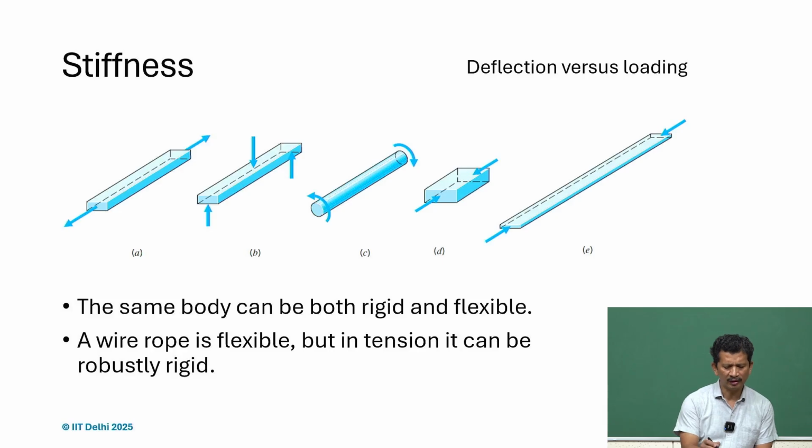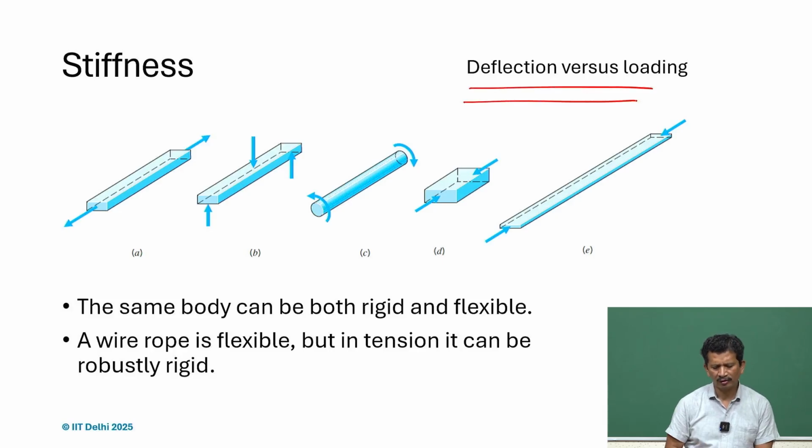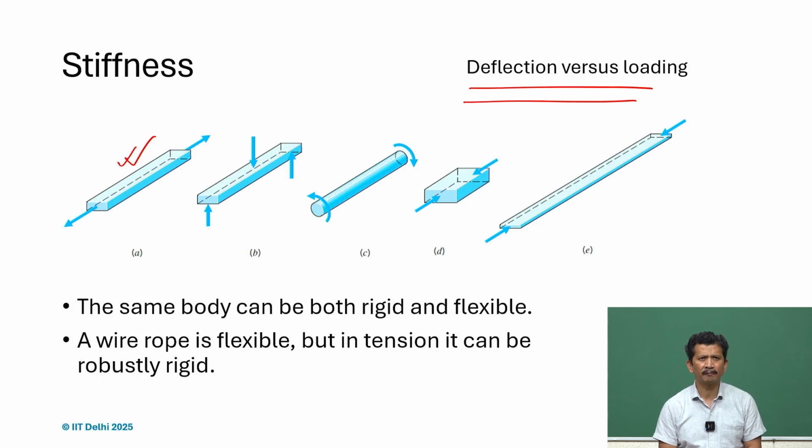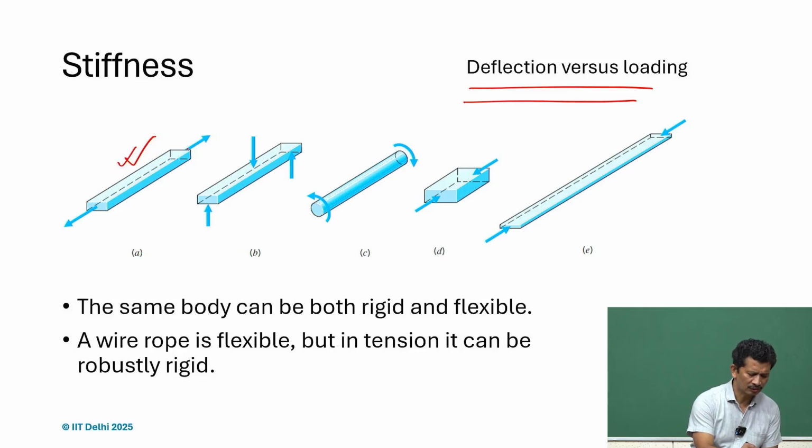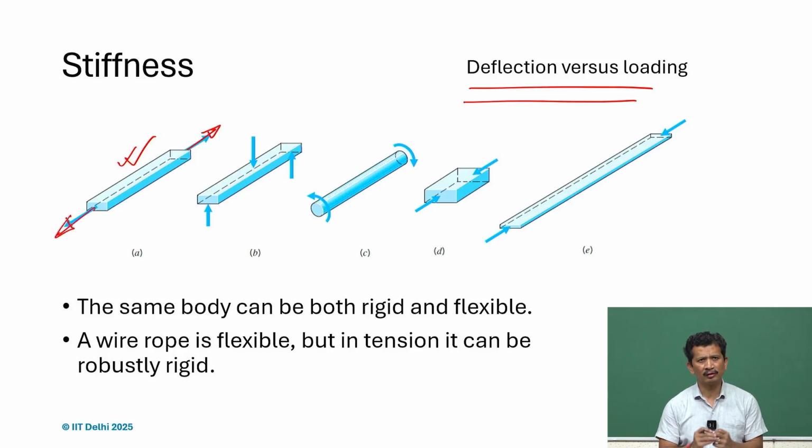So, it is very important to understand what kind of loading we have and what kind of deflections we are talking about. Of course, we are still talking about these deflections under loading within the elastic range. So, for instance, the first part is a prismatic bar, or any mechanical component, and the loads are in tension. It is a tensile load, so it is in the axial direction.